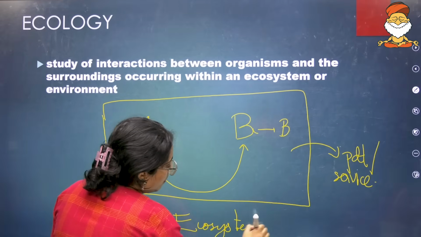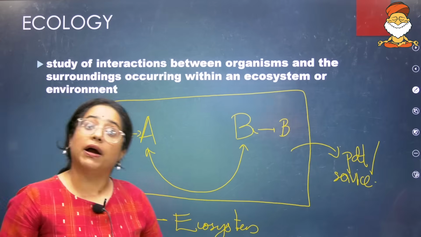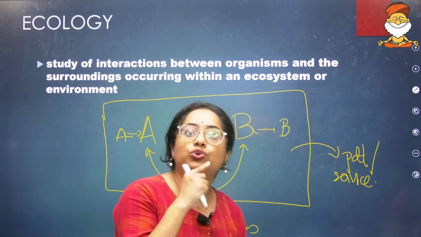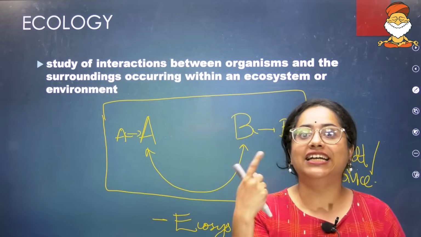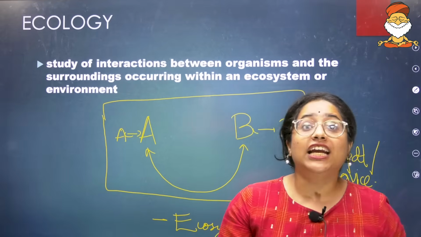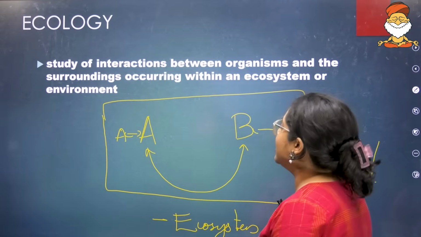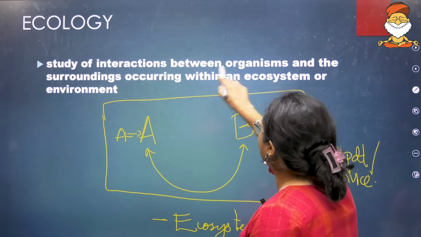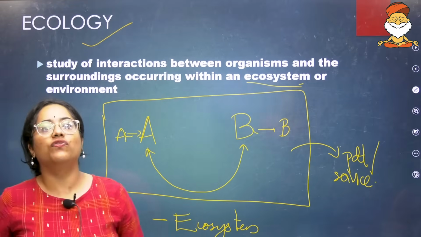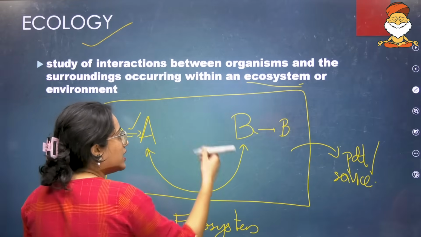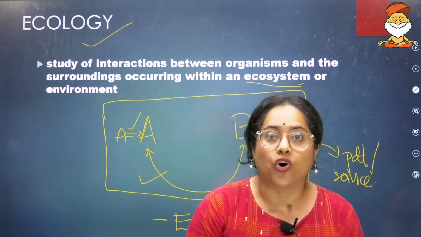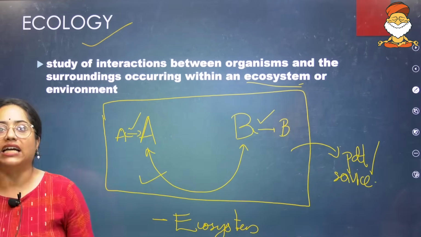So each point I told you, this interaction which is there, biotic and biotic is interacting, abiotic and abiotic is interacting. I have to study each of these interactions in detail, because then only I'll be able to understand what an ecosystem is made out of, right? So the study of the interactions between organisms and the surroundings occurring within an ecosystem is called ecology. So if I'm studying this interaction, it's part of ecology. This interaction, it's part of ecology. This interaction is also part of ecology. That's the study of different interactions.